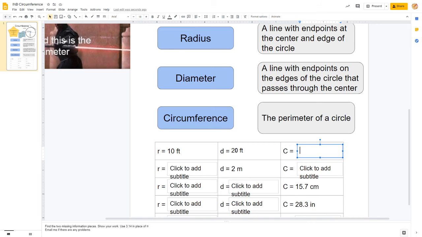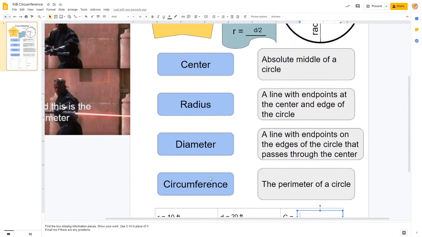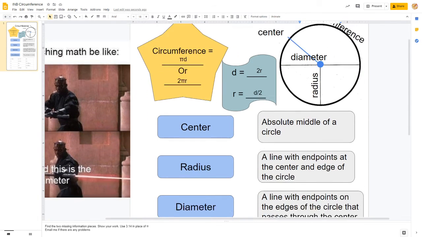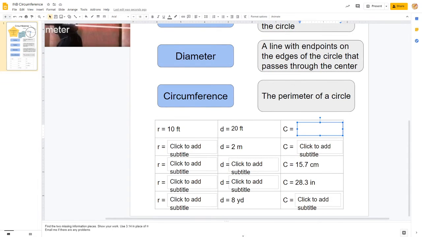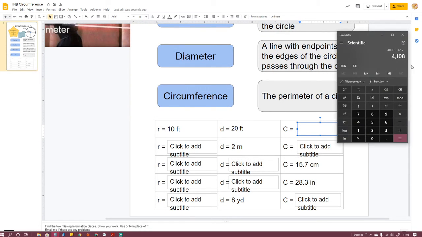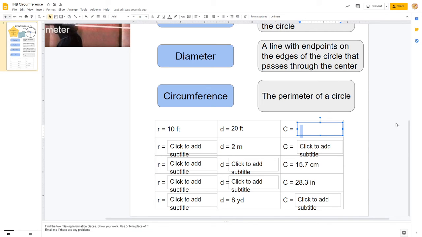Okay, next we do diameter, or we could do the radius, either one, and we times it by 3.14. So if I pull up my calculator, I can do 20 times 3.14 equals 62.8. So I got 62.8 feet.